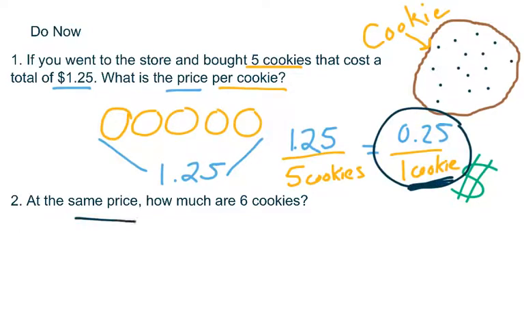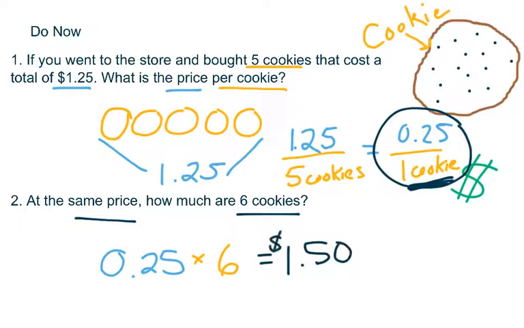Now, if I have the same price, how much are 6 cookies? If I know that each cookie costs 25 cents, I can multiply that by the number of cookies that I have and get my total, which would be $1.50. So this is how we find unit rate. We find unit rate by dividing, and then we can use unit rate to solve for other values.